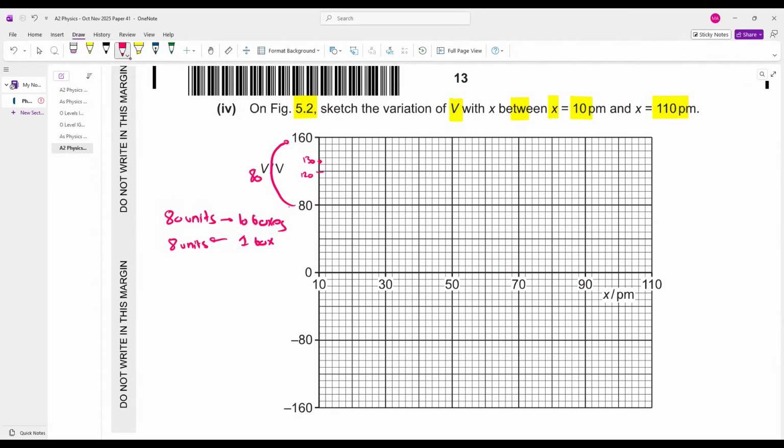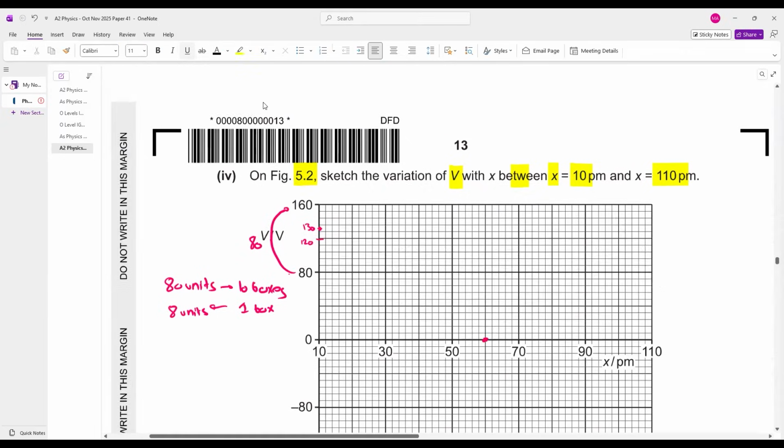Okay. What happens after that? At a value of 60, your electric potential is 0. At a value of 110, when you go to 110, what will your electric potential become? Negative 130, somewhere here. Sir, how do you know that? How do you know that at a distance of 110 picometer, your electric potential will become negative 130?